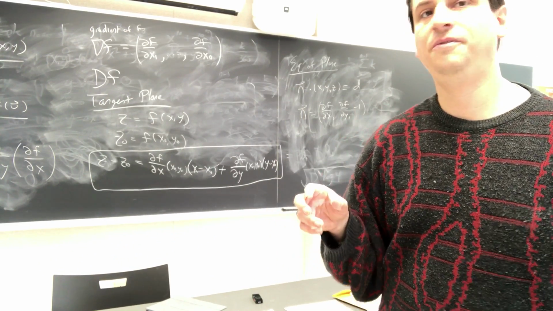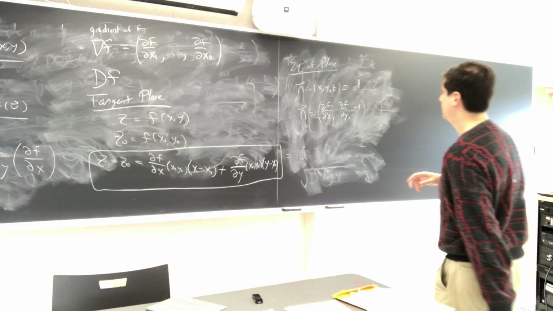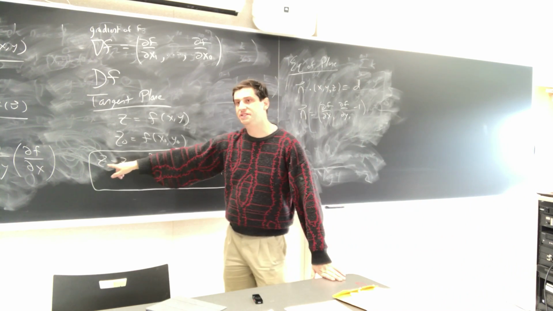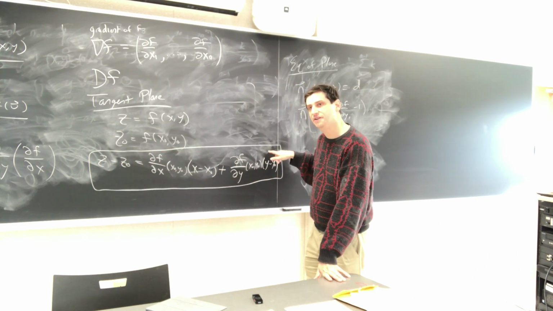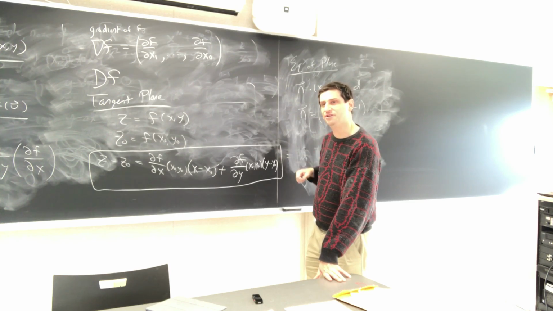Yes? Why is it z equal -1? Because if you look at what's going on here, I have z minus z naught. So if I want to bring this over to the other side, it would now have a -1 times z minus z naught.